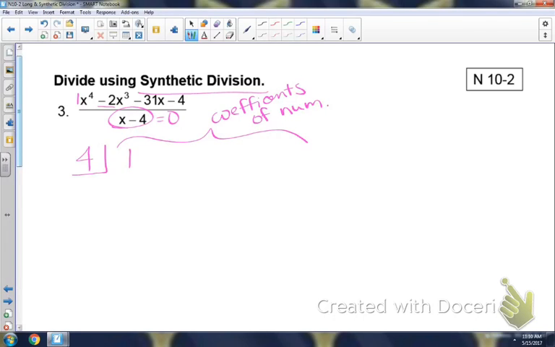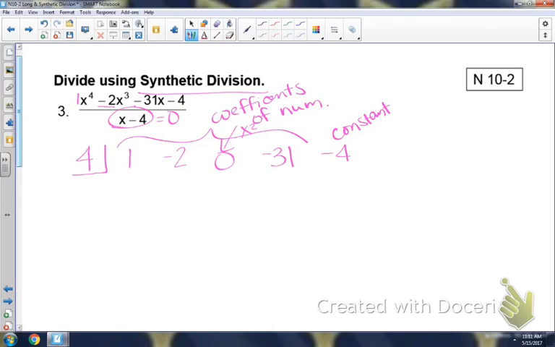X cubed, the coefficient's negative 2. Make sure you bring the negative with the 2. X squared would be next. Notice there's not an x squared. On synthetic, if there is something that's missing in the middle, you have to put a 0 or it's not going to work. So then the coefficient of x is negative 31, and then your constant, which is your number without the variable, is negative 4.